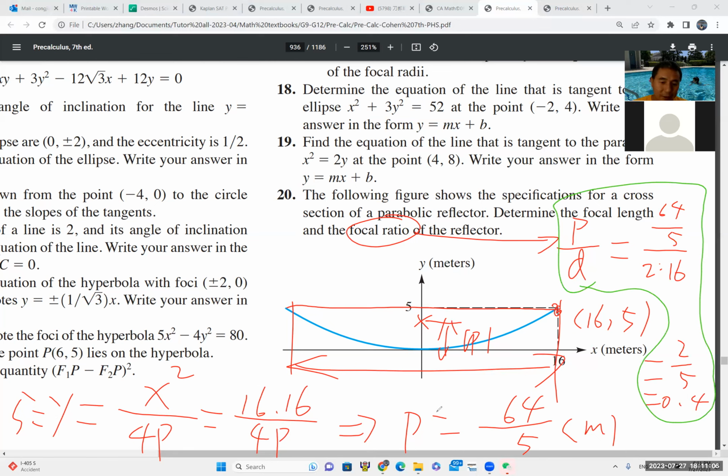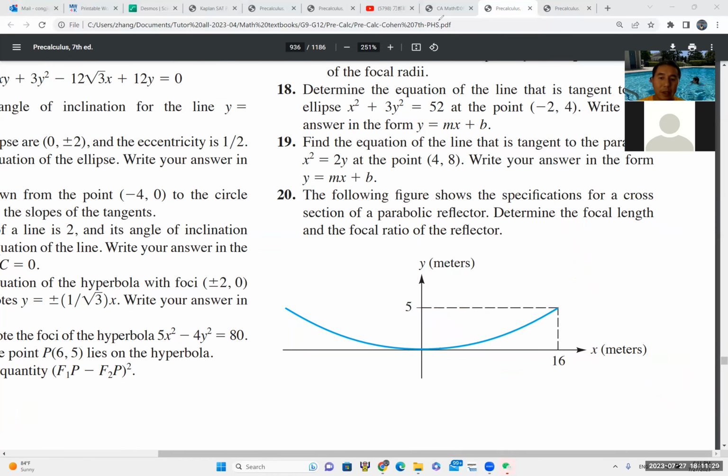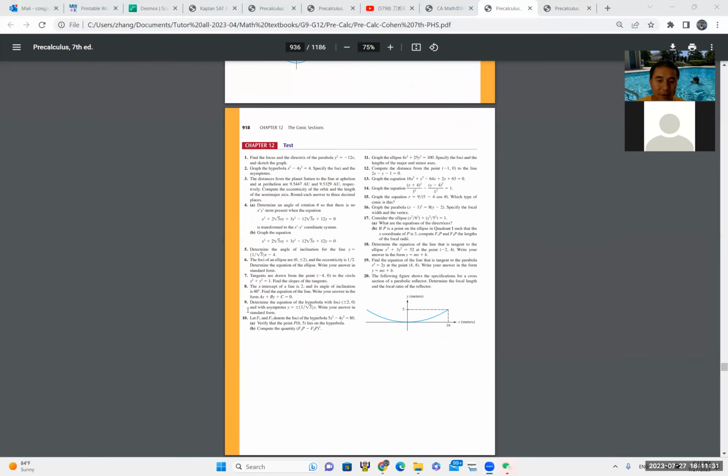So not quite hard. Use the general form for the parabola, then make use of the point on it to get P. Okay. Any more problems?